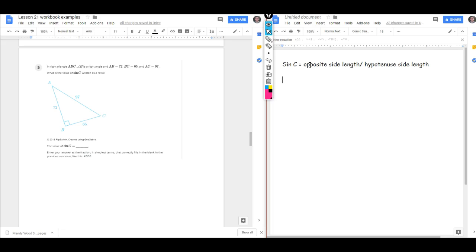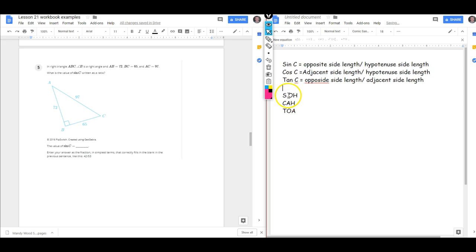There is a mnemonic device, so COA, because, and I'll explain in just a second, cosine of C is equal to the adjacent side length divided by the hypotenuse side length. Tangent of the angle is equal to the opposite side length divided by the adjacent side length.